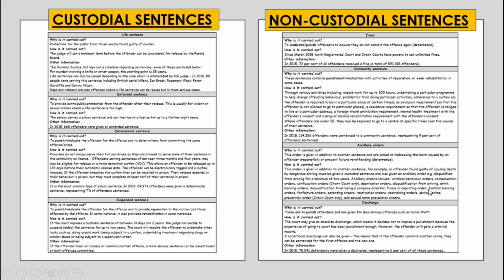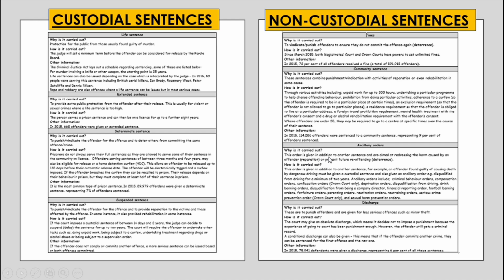particular places, a residence requirement so that the offender is obliged to live at a particular address, a foreign travel prohibition requirement, mental health treatment with the offender's consent, or a drug or alcohol rehabilitation requirement with the offender's consent. Where offenders are under 25, they may be required to go to a centre at specific times over the course of their sentence.